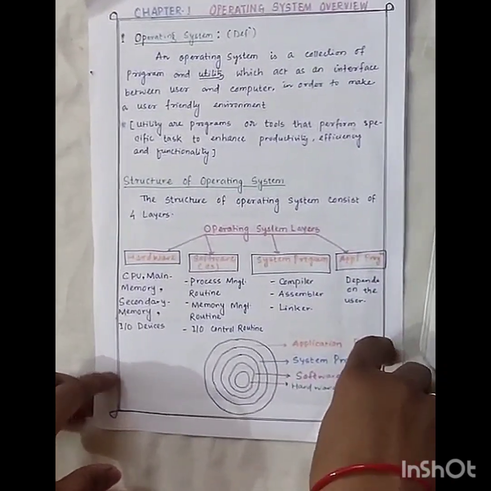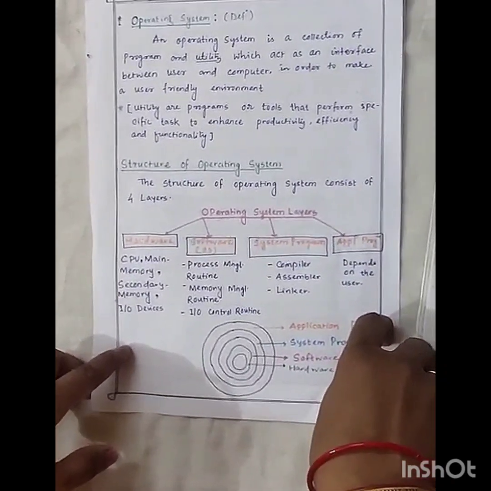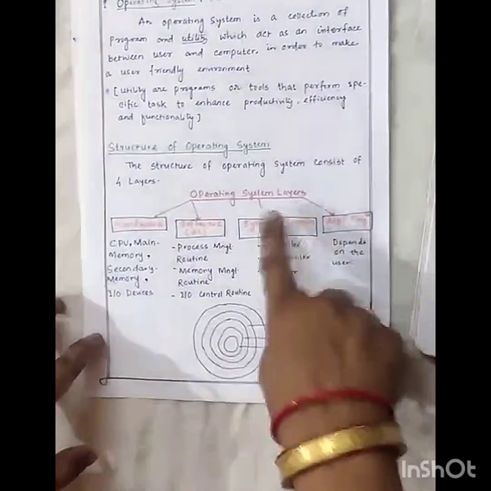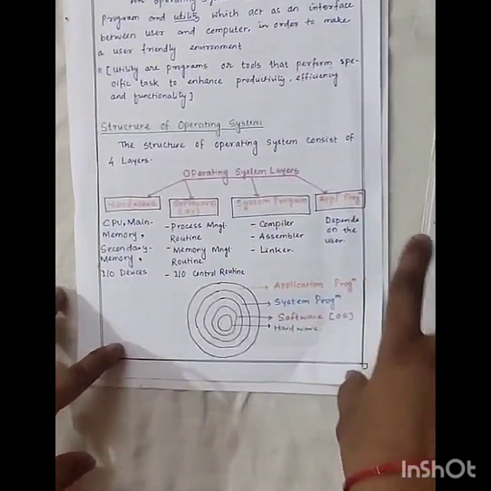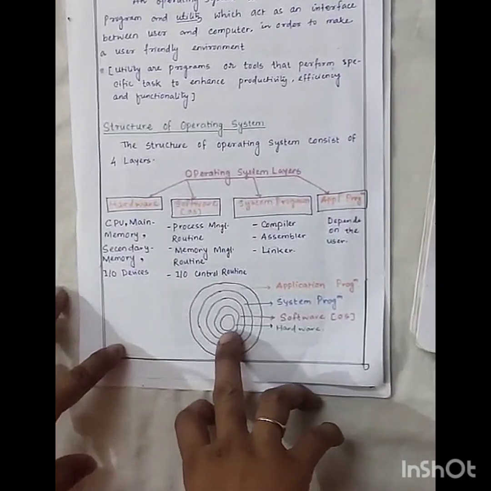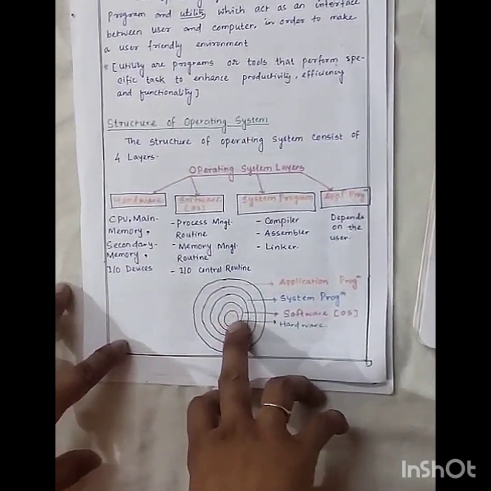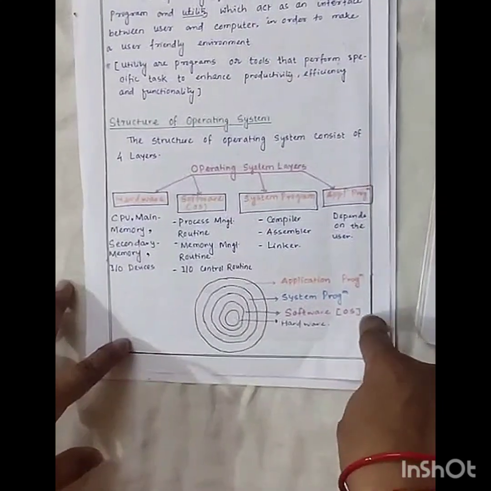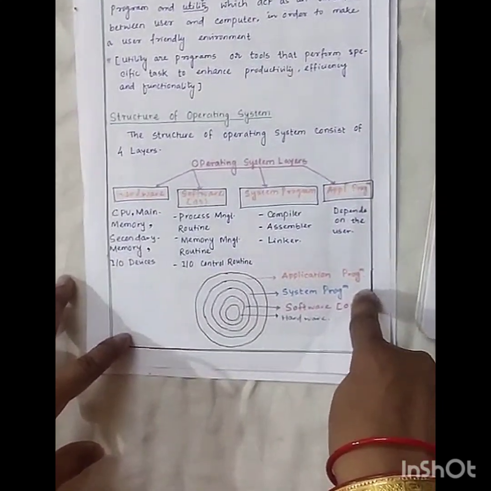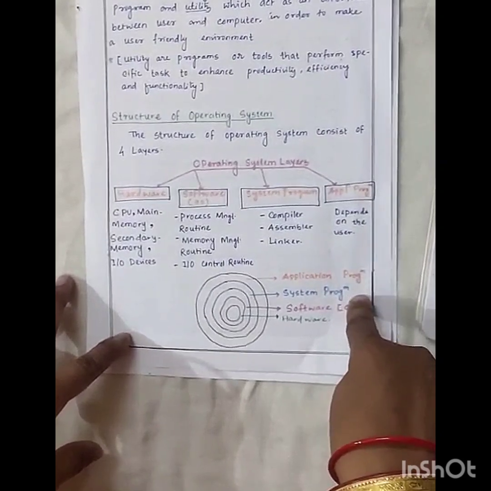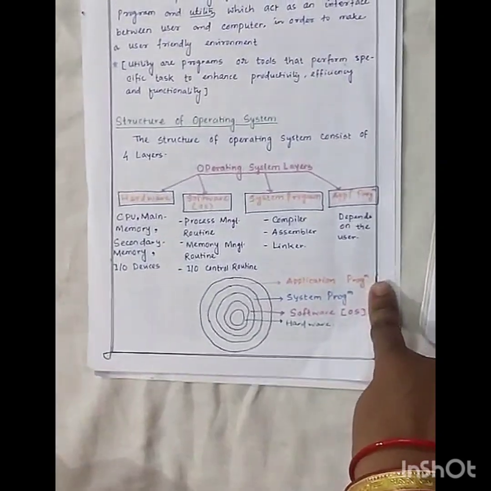Now let us discuss the structure of the operating system. If you see the structure of the operating system, it consists of 4 different layers. At the bottom, the hardware layer is there. Above the hardware layer, the operating system layer is there. Above the operating system is the system program layer. Above this system program layer, the applications program layer is present.